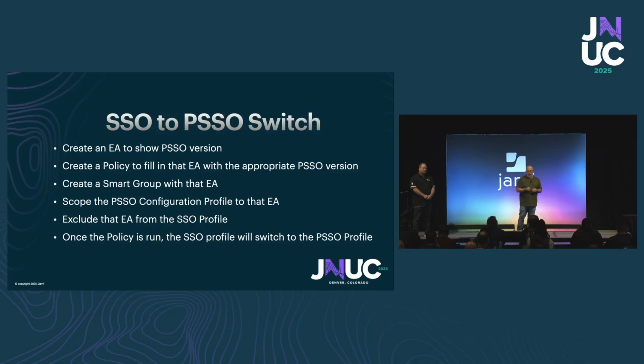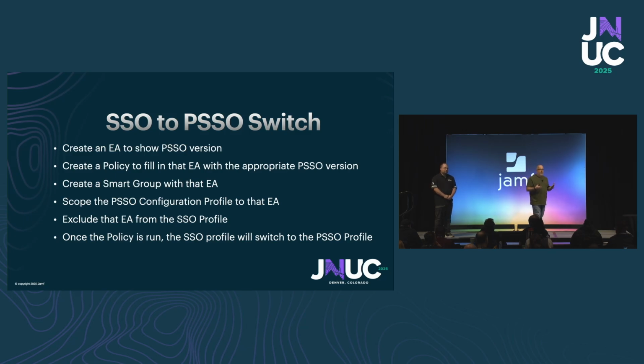We named them two separate things. Then we created a smart group with that extension attribute. Then we scoped the Platform SSO configuration profile to that extension attribute, and excluded that extension attribute from the original SSO profile so that it became a policy instead of pushing that profile. The reason that we did that, again, 37,000 Macs worldwide on an on-prem Jamf instance, we just can't pull a profile and put in another one. That would be very disruptive. So we came up with this kind of switcheroo policy.